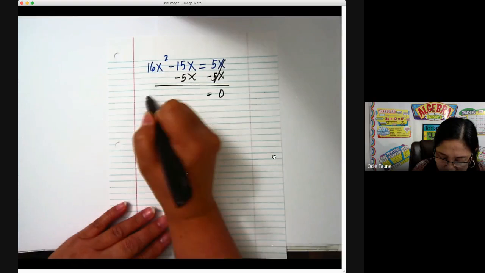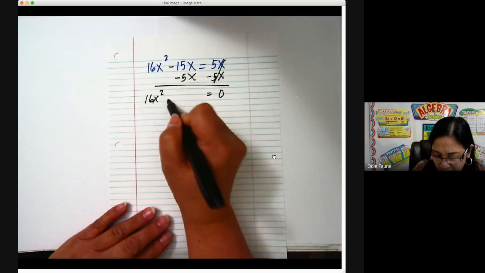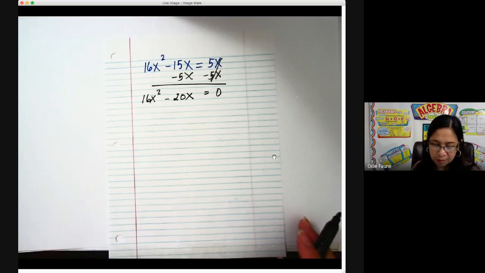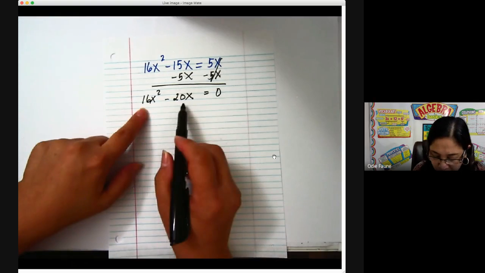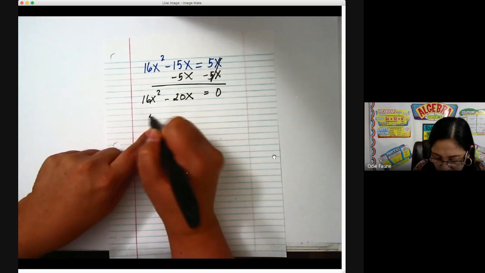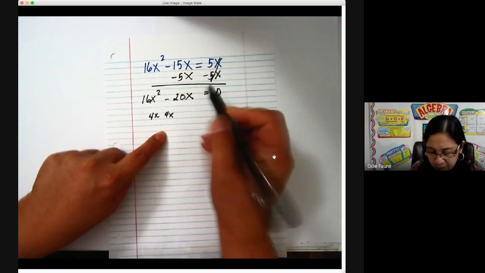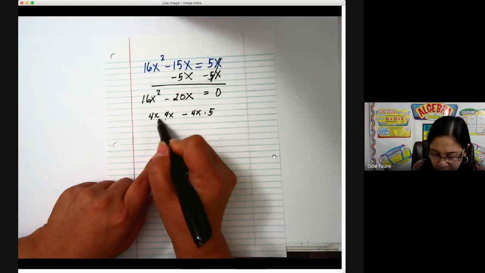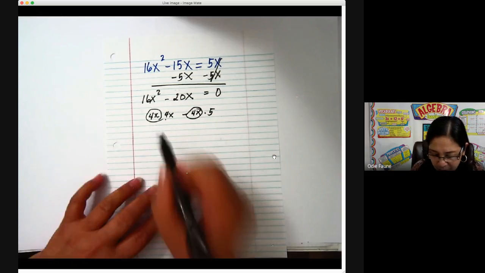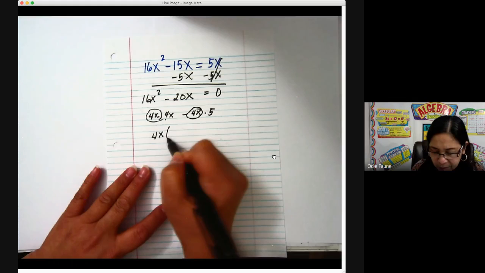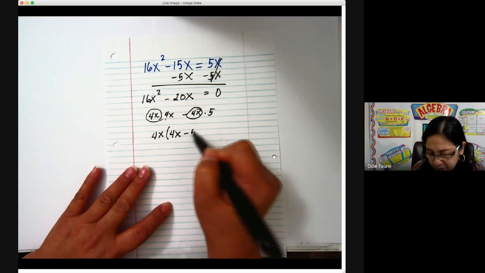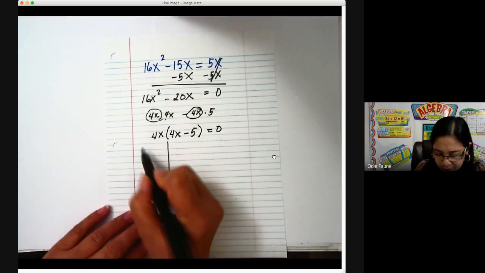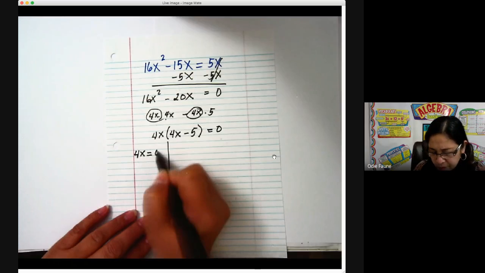And so I have 16x squared minus 20x. And then I'm going to get the greatest common factor. The greatest common factor between 16 and 20 is 4, and between the x terms, x. So this is 4x times 4x, while the other one is 4x times 5. So my GCF is 4x. So factor out the 4x, I have 4x times the quantity 4x minus 5 is equal to 0. Again, I'm going to split the factors and equate each factor to 0.